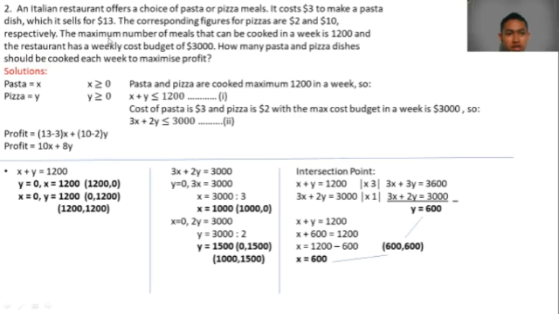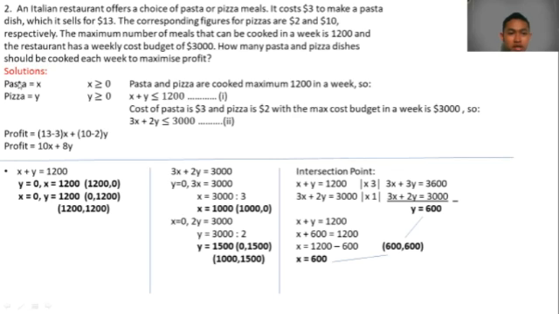The maximum number of meals that can be cooked in a week is 1,200, and the restaurant has a weekly cost budget of $3,000. And then how many pasta and pizza dishes should be cooked each week to maximize profit? And the solution is here.